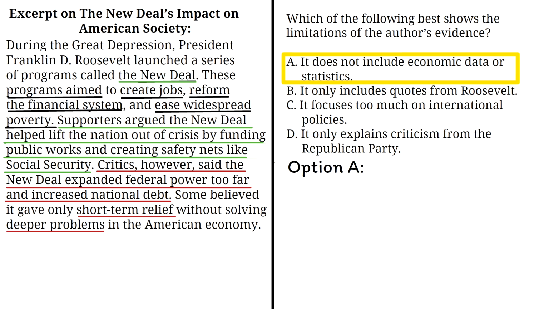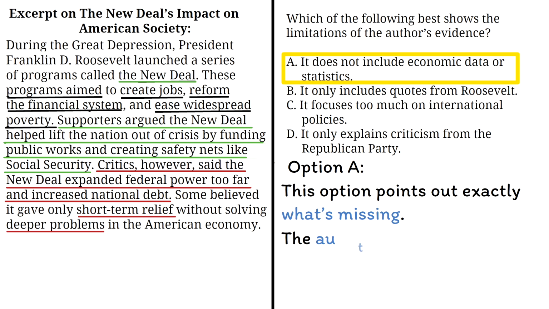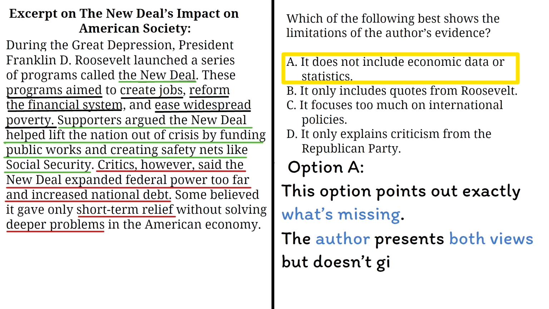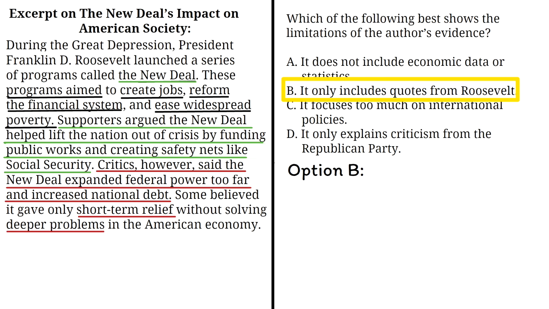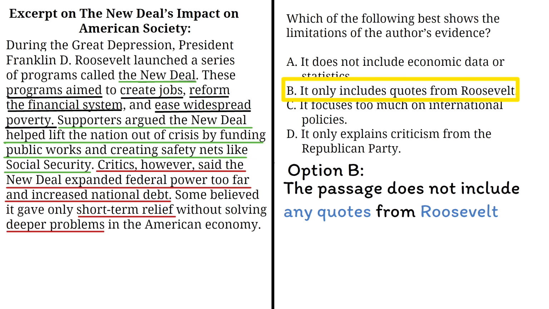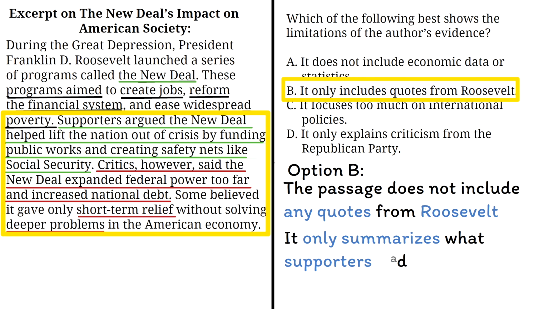Option A says, it does not include economic data or statistics. This is correct. This option shows what's missing. The author gives opinions but no measurable evidence to support them. Option B says, it only includes quotes from Roosevelt. That's incorrect. The passage does not include any quotes from Roosevelt. It only summarizes what supporters and critics believed.